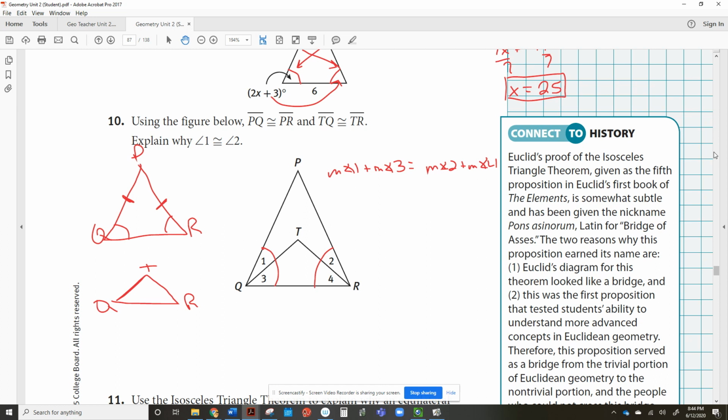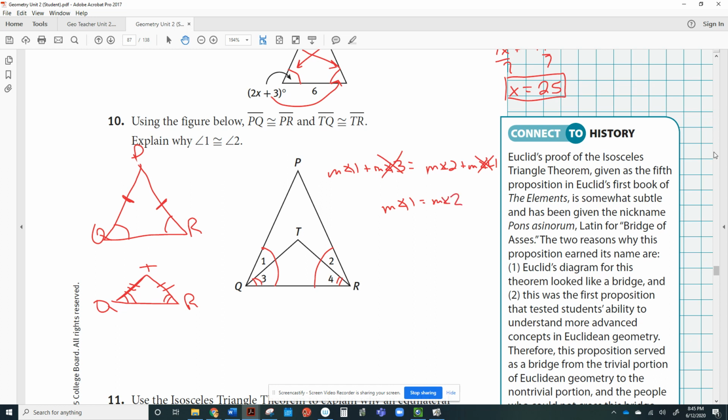Now in this triangle down here, they tell me that TQ, this side right here, is equal to TR. Well, if these are the legs, that means these little angles, which are 3 and 4, are equal to each other. Well, if 3 and 4 are equal, let's take them away from this side of the equation. What does that mean? The measure of angle 1 is equal to the measure of angle 2.